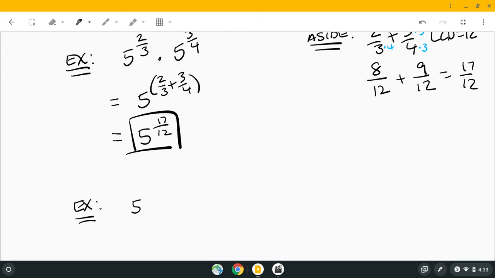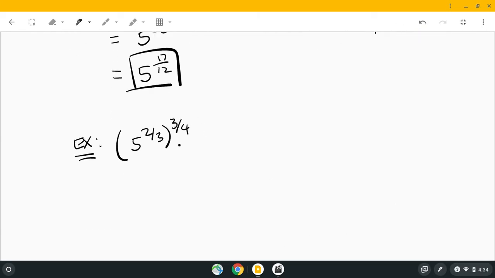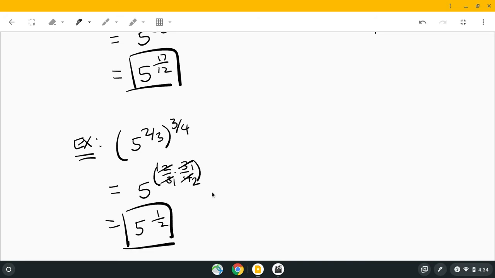Suppose you have 5 to the 2/3, raised to the 3/4. According to our rules, we would just multiply these exponents. So that would be 5 to the 2/3 times 3/4. And if you can cross cancel, go ahead and do so. 3 and 3 cancel. 2 goes into the 2 once, and 2 goes into the 4 twice. So I'm left with 5 to the, across the top, 1 times 1, and across the bottom, 1 times 2. So that's what you would have.